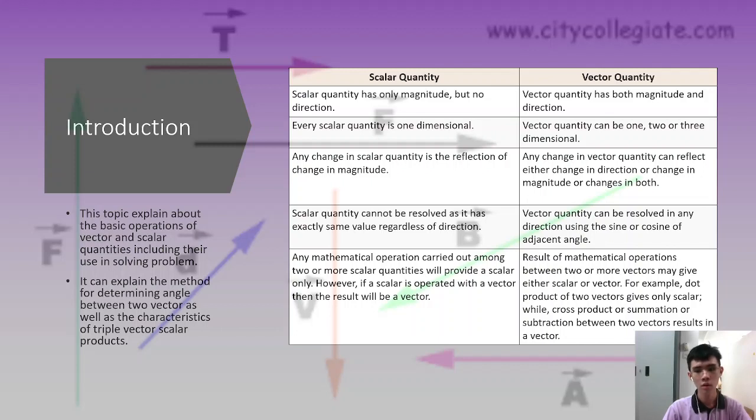For example, the dot product of two vectors gives only a scalar, while the cross product, summation or subtraction between two vectors results in a vector.